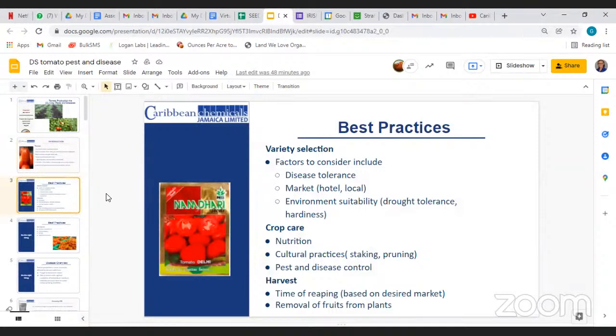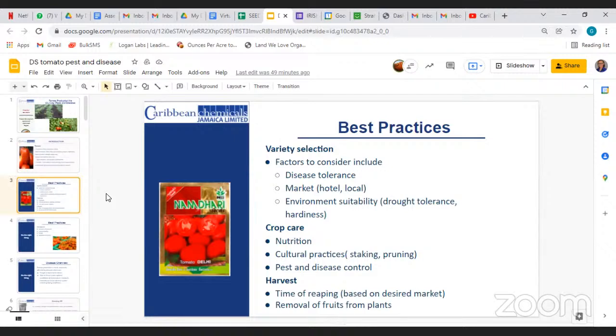And as usual, we like to start off by highlighting the best practices that need to be carried out in any agricultural venture. So tomatoes will be no different. We speak about variety selection and factors to consider: the disease tolerance of the variety you select. You'd want to select hybrid varieties that have certain tolerances to diseases, and the germination factor can be guaranteed. You also want to know the market that you'll be going into, and that will help to determine the variety that you grow specific for that market.